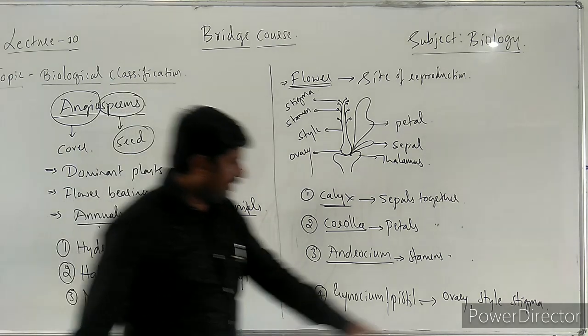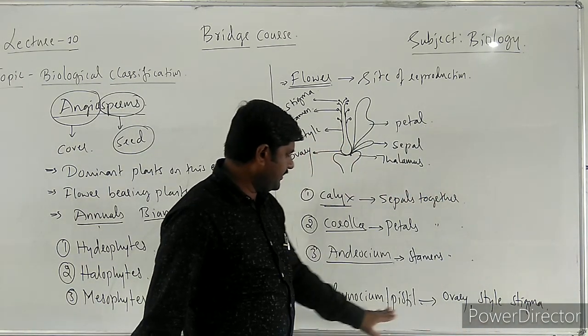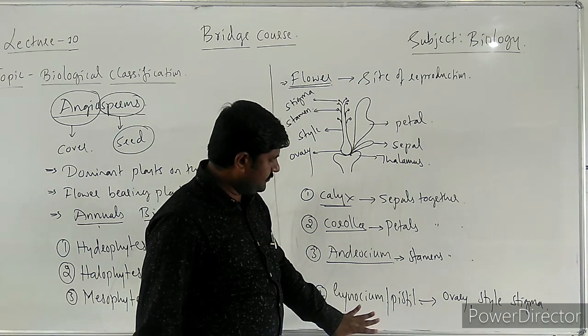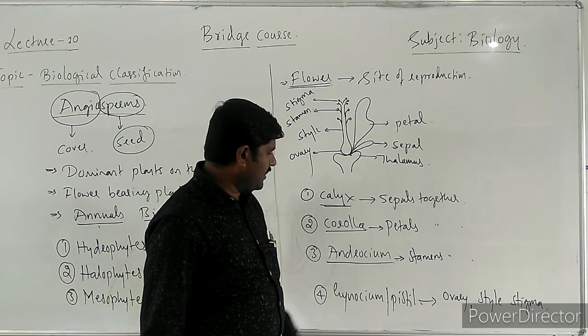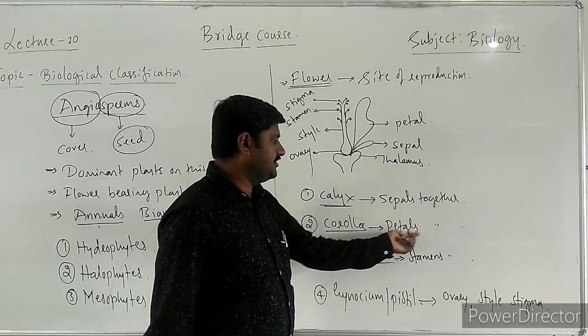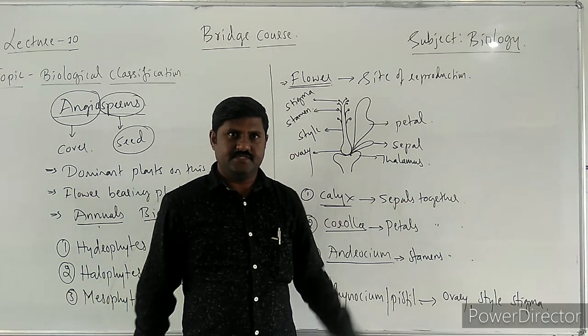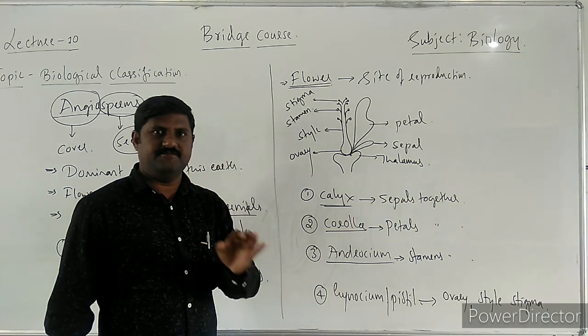Ovary, style, stigma. These three together form the pistil or gynoecium. This is the female reproductive part. This is the male reproductive part. Corolla or petals together form the corolla. Sepals together form the calyx. These are the four major parts of the flower.